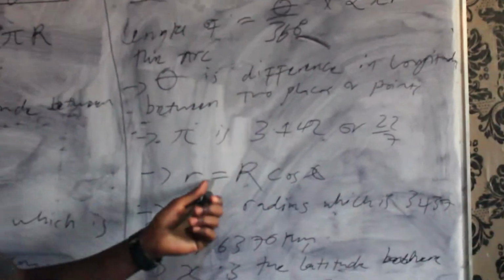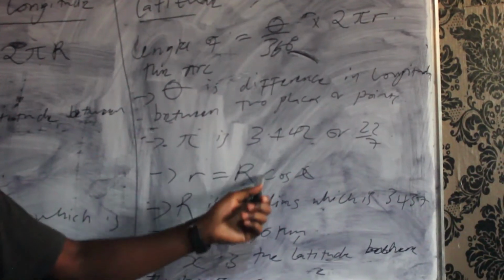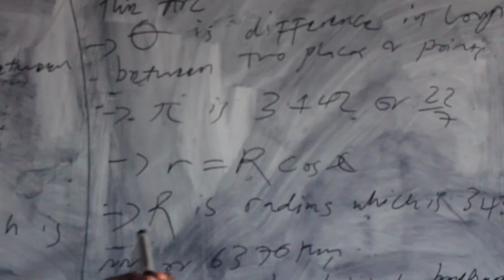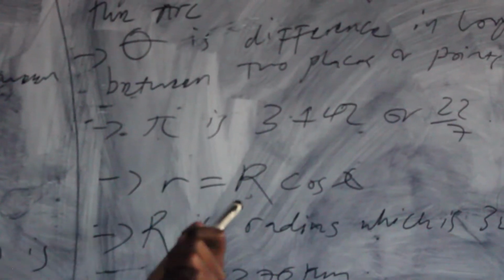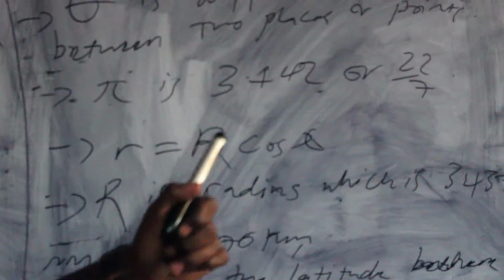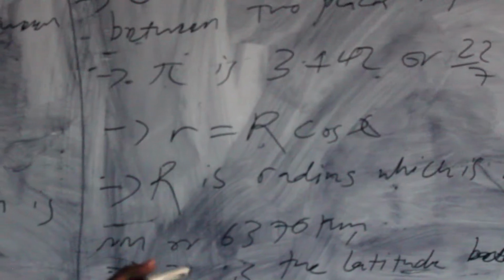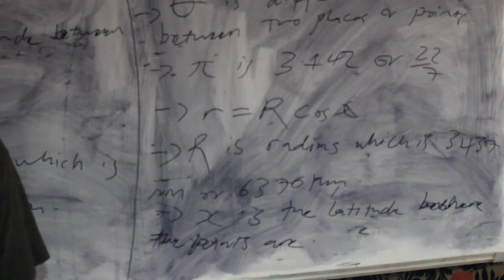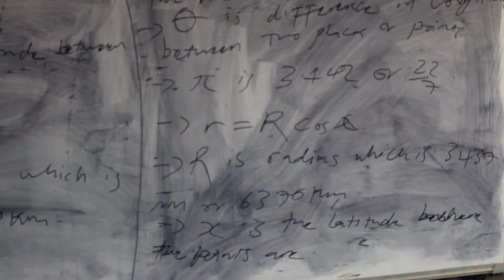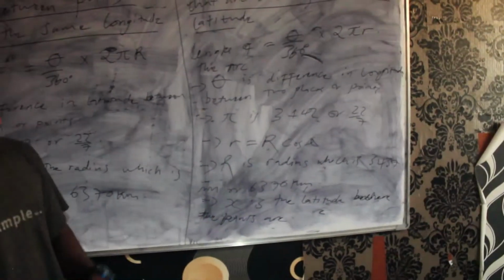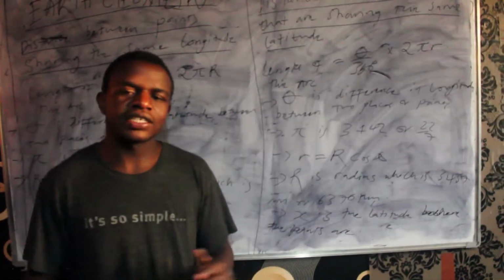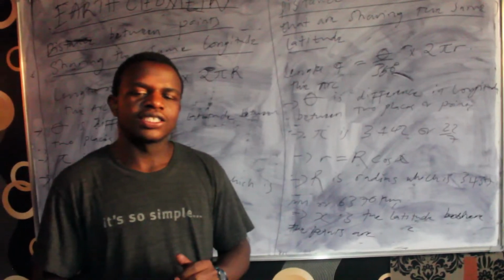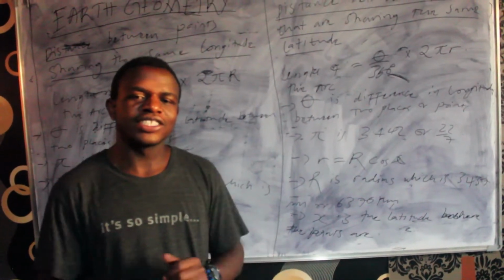The small letter r represents the capital letter R cos x. The capital letter R represents the radius, which is given as 3437 in nautical miles or 6370 in kilometers. The x represents the latitude where those 2 points are. Tomorrow we're going to look at an example that you can use to calculate the distance between two places that are sharing the same latitude, or two places that are sharing the same longitude.